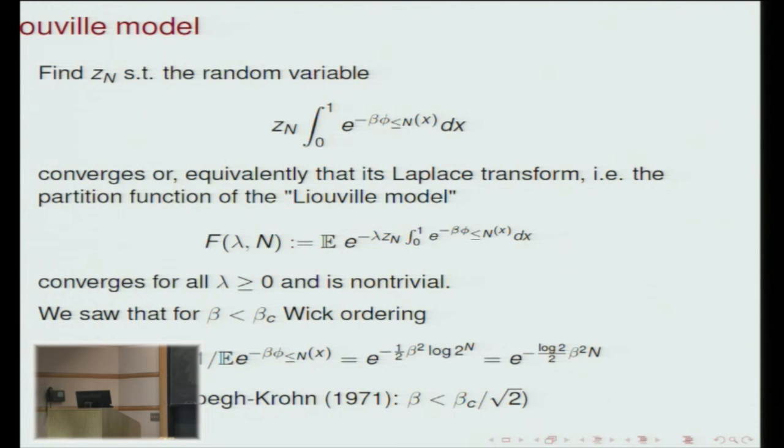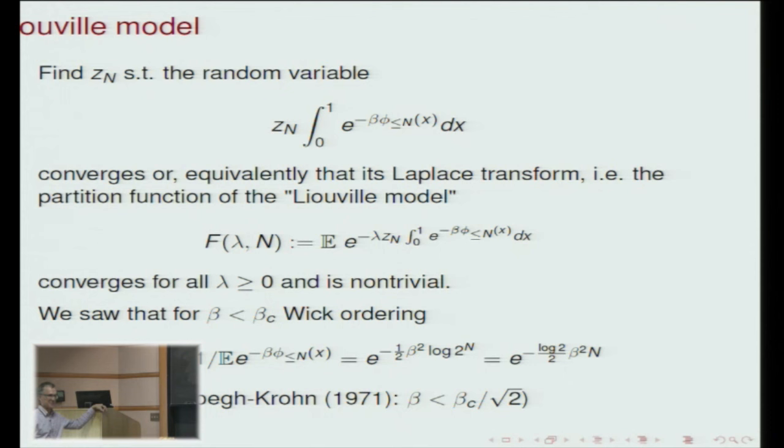So look at the expected value of the exponential of a constant times this random variable and try to control that. That's, of course, a partition function of quantum field theory, namely that E is the free field, and then you have exponential interaction. What was understood by the constructivists 42 years ago was not all the way to the critical point, but to the L2 critical point, namely the point where the L2 norm blows up. So that's beta critical divided by square root of 2.